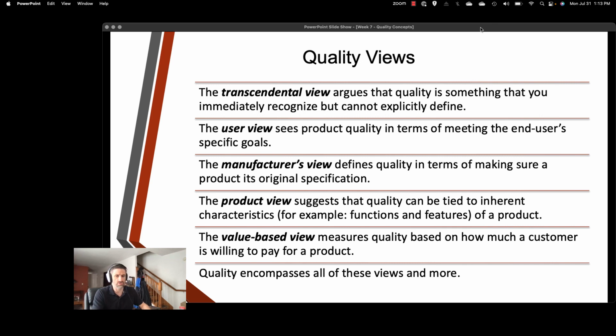The manufacturer's view is that quality is in terms of making sure that the product meets whatever specification you started with. The product view suggests quality be tied to inherent characteristics, such as it has certain features or functions. Our value-based view is going to measure quality based on how much the customer is willing to pay for the product. So that's all about the money. Quality really encompasses all of these and more. So there's no one answer to what quality is or the proper philosophical definition of it.